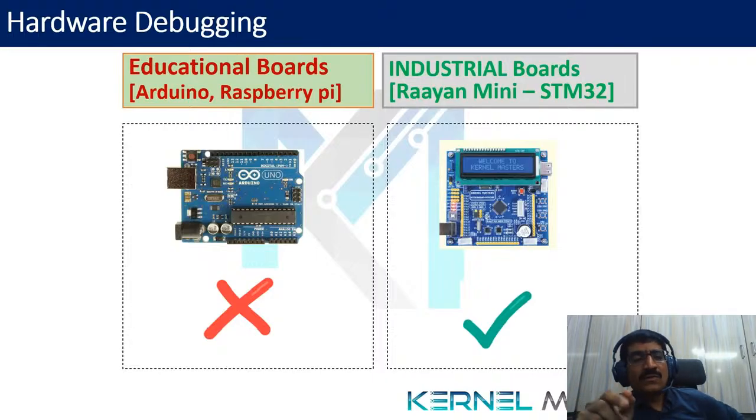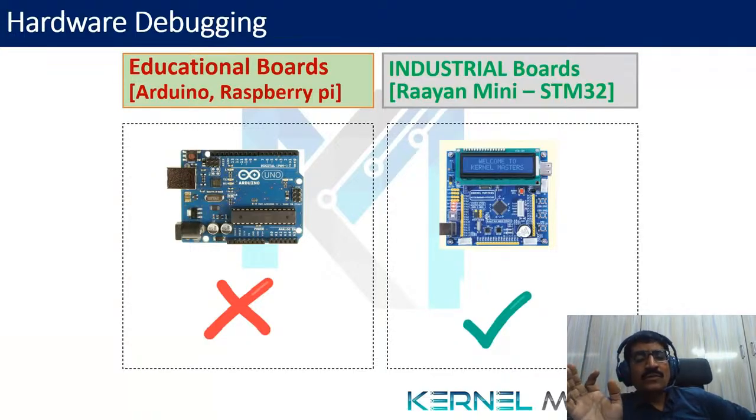You can see it is clearly mentioned: hardware debugging is supported by industrial boards, and it doesn't support education boards. In case hardware debugging is not there, as in the Arduino board, the hardware debugging feature is not there. If there is some bug in the hardware, how can you resolve it? It is really difficult.